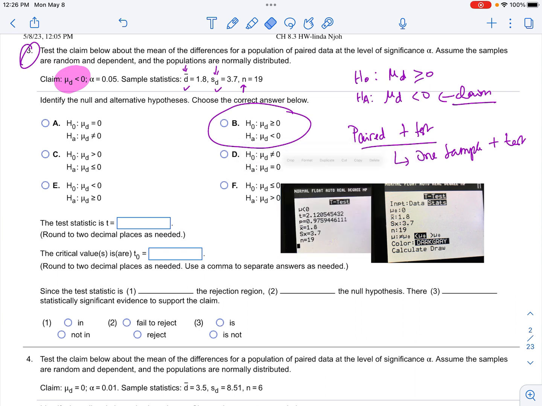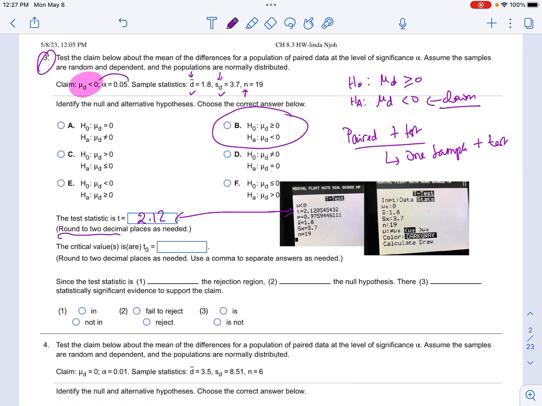So now what do you see? Your test statistic is going to be 2.12. It says round to 2 decimal places. Now for the critical value, alpha is 0.05. This is a left tail test, so it's on the left right here. So your alpha is 0.05, and you're looking for this critical value.